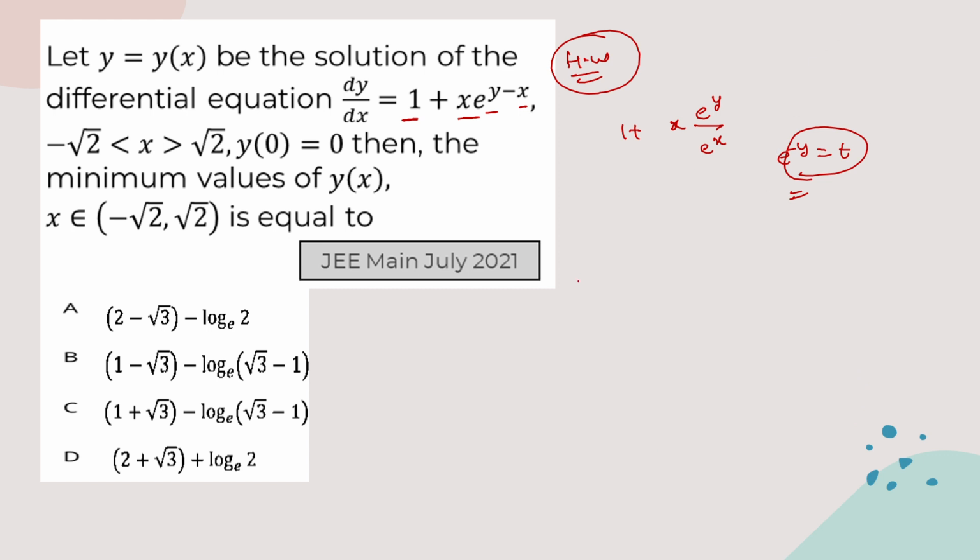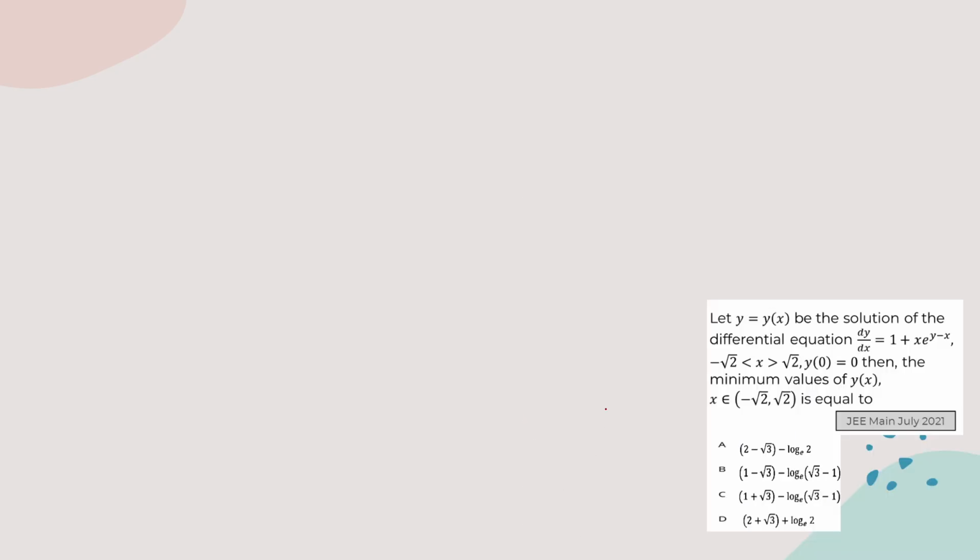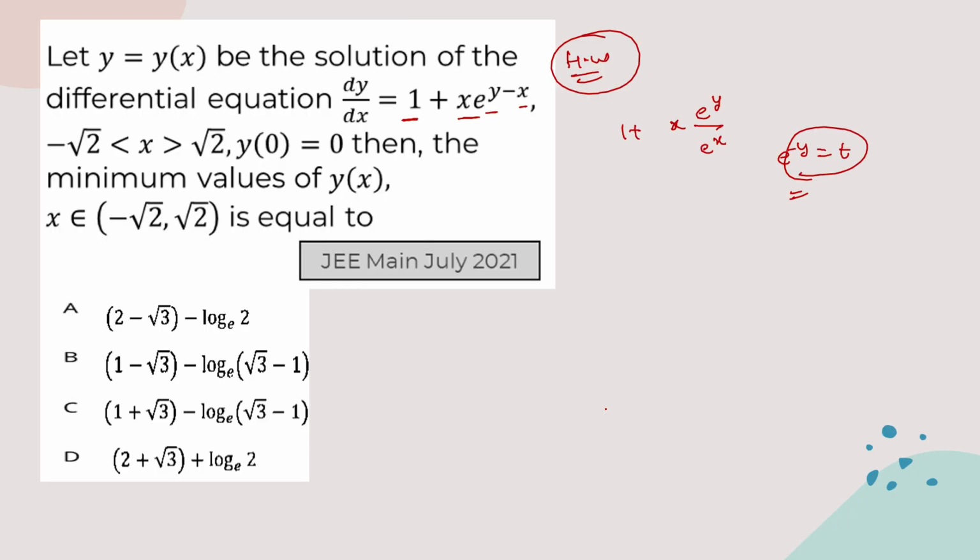All right, so this I am leaving up to you, and you will get the answer among the options I am giving you. The B option is correct, which is this one: 1 minus root 3 minus log base e root 3 minus 1.